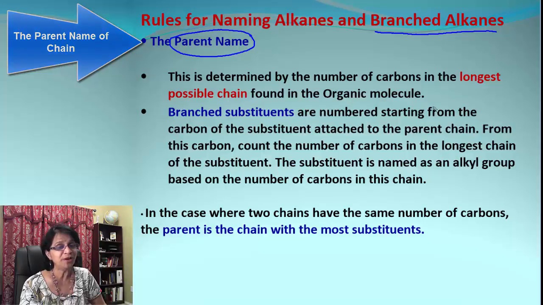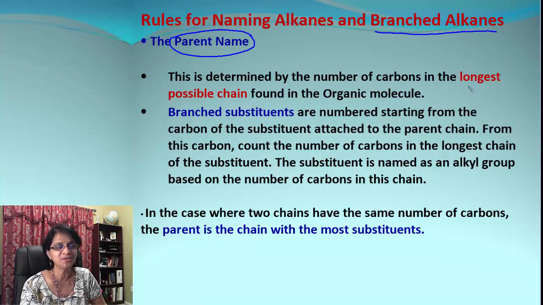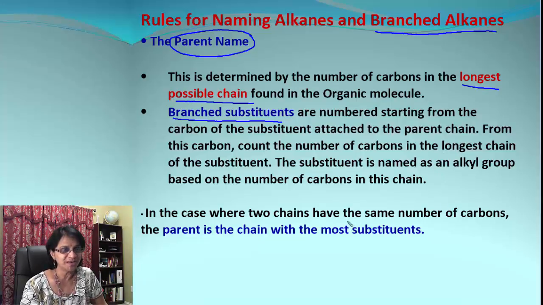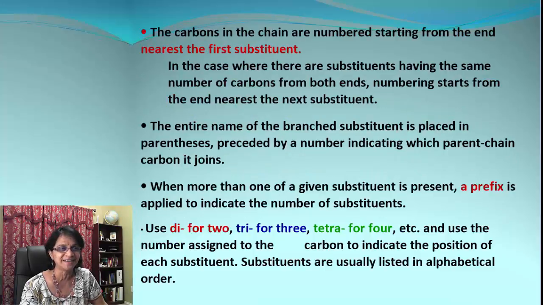And how do we find out? We look at the number of carbon atoms and we need to find out the longest possible chain in that organic molecule. If we have branch substituents, then we number the carbon atoms so that the substituent gets the least, smallest number. Also, if there are two chains and they have the same number of carbons, then we always take the parent chain with maximum substituents. And we will work on some examples so all these rules will become very clear.